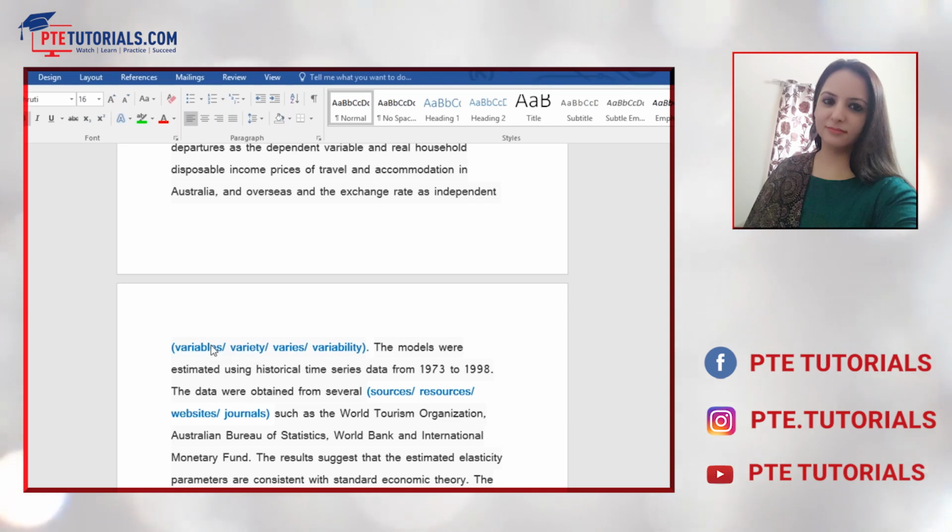Then next, the data were obtained from several sources, resources, websites, journals. Now let's check. World Tourism Organization, is it a journal? Is it a website? No, I'm not getting it. So I'm left with two options, that is sources and resources. Could you tell me which word I should fill here?